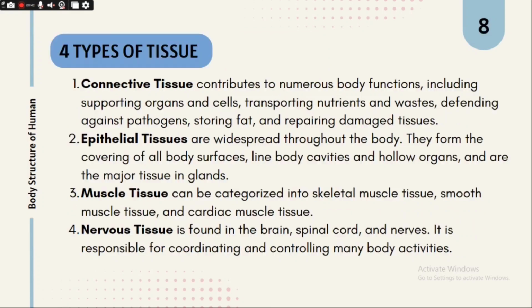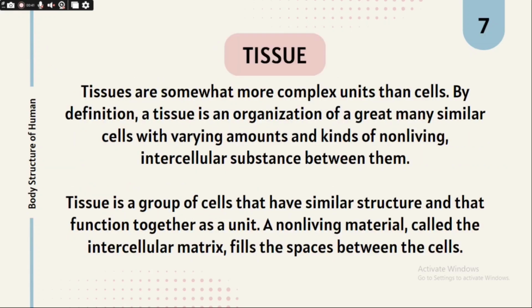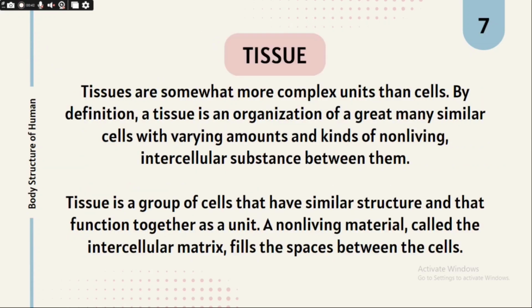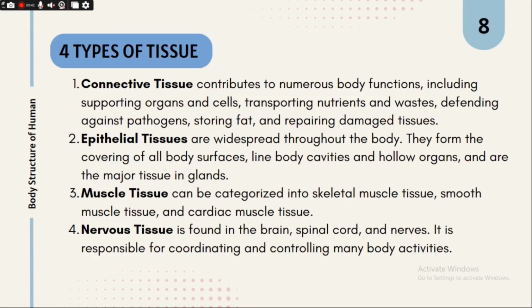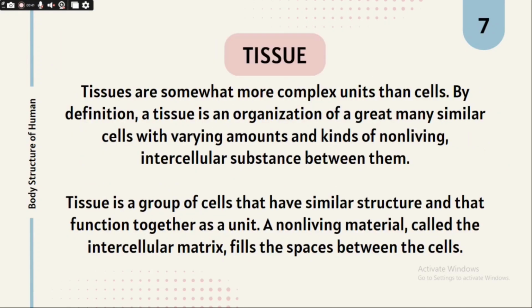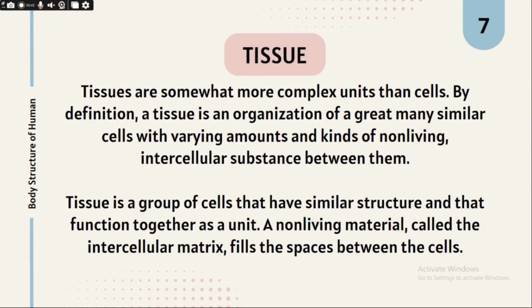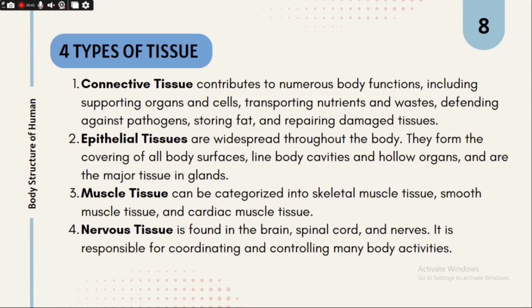There are 4 types of tissues. Number 1 is the connective tissue. Connective tissue contributes to numerous body functions, including supporting organs and cells, transporting nutrients and wastes, defending against pathogens, storing fat, and repairing damaged tissues. So, ang connective tissue din ay ito yung thick and tough wall sa mga veins ng human body.